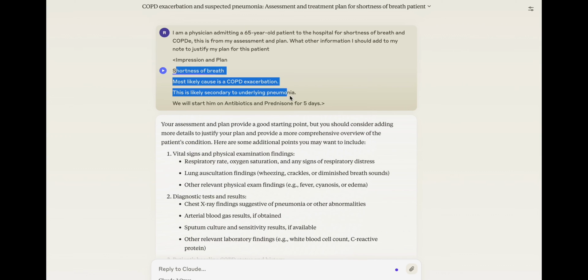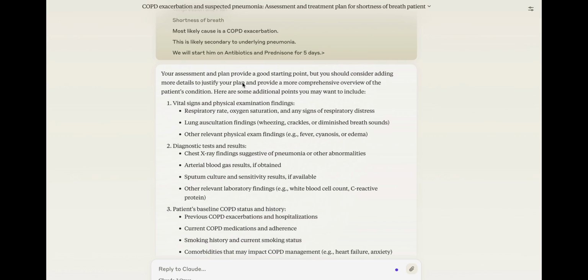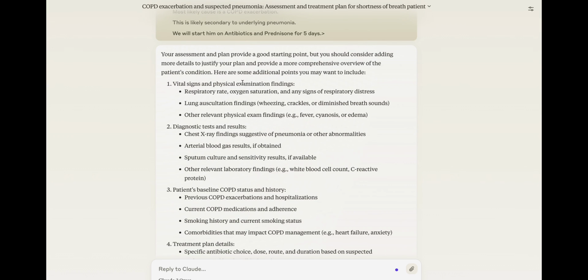And I wrote this part in my assessment and plan in my consult note. I'm seeing the patient in the emergency department. I'm just admitting them. And I asked Claude AI, hey, this is my assessment and plan. And for this patient, how do you think I can make this more comprehensive? Here, Claude AI gave me a long text because it didn't understand that I already wrote my full consult note. I just needed help with the assessment and plan, but still okay. That even helps me to rethink my note.